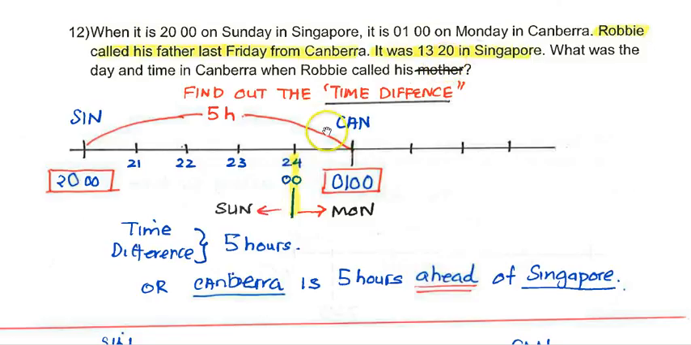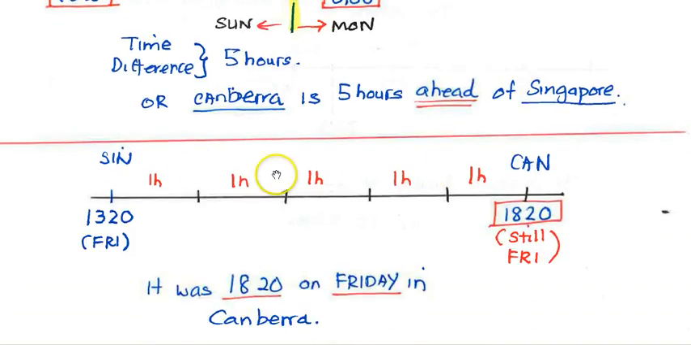You must know that Canberra will always be 5 hours ahead of Singapore's time. So if Singapore is 13:20, the Canberra time will be 5 hours ahead. So 13:20, 14, 15, 16, 17, 18:20. That is the answer, 18:20, 6 p.m. Afternoon, same day, Friday. Within the day, 5 hours after 1:20 p.m. is 6:20 p.m. So Canberra's time will be within the same day, which is Friday at 18:20.